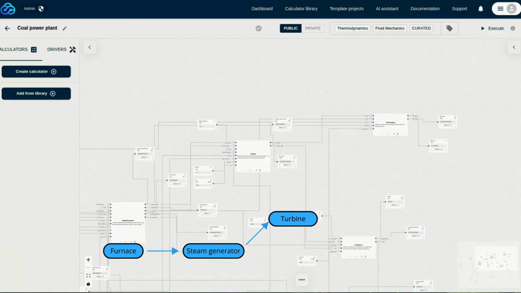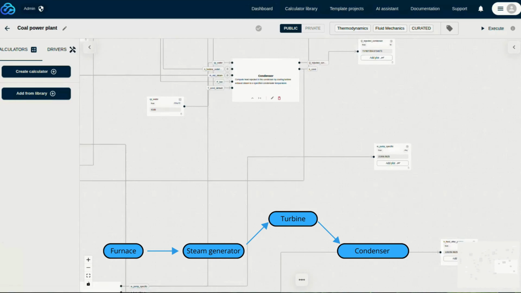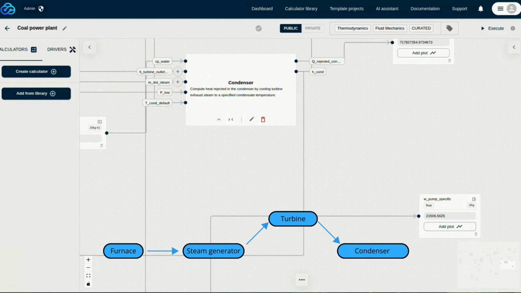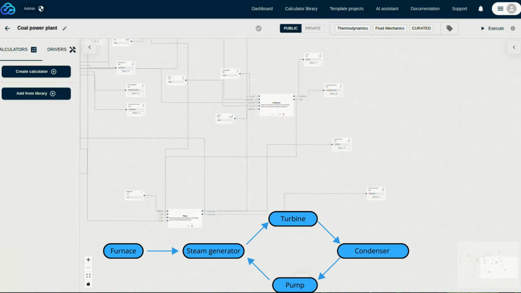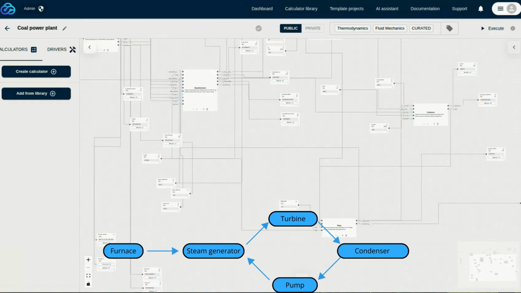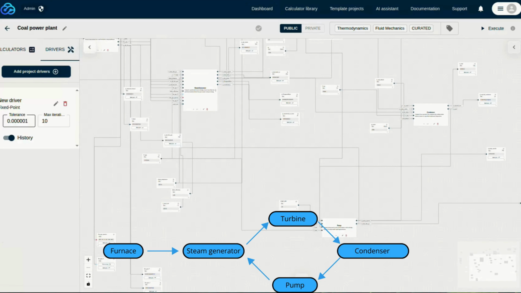The low-pressure exhaust then enters the condenser to simulate the phase change back to a liquid before the high-pressure pump resets the cycle. Because these systems are interdependent, engicloud employs a fixed-point solver to cycle through the subsystems. Let's look under the hood.